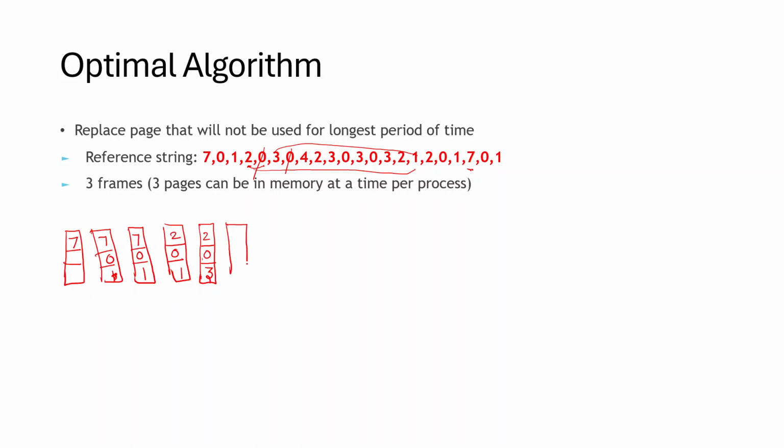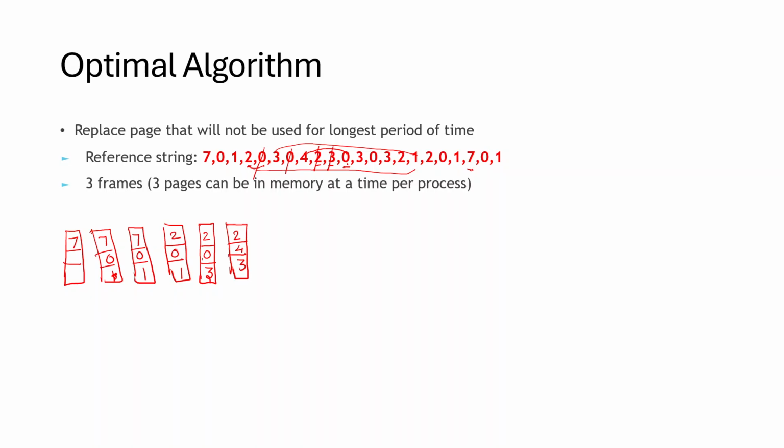Next page 4 comes. Page 4 is not available in the main memory, so there is a page fault. We need to replace one out of 2, 0, 3. 2 is here, 3 is here, and 0 is at the longest distance. So we need to replace 0 by 4. Next page 2 comes. There is no page fault. It's already there. 3 is already there. There is no page fault.